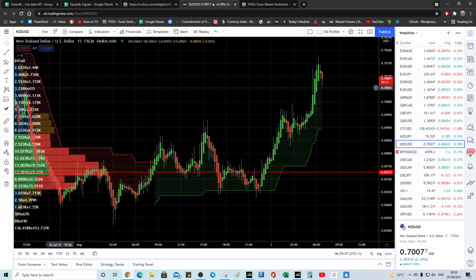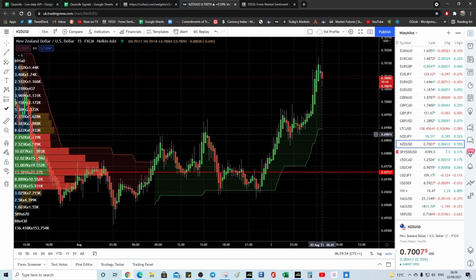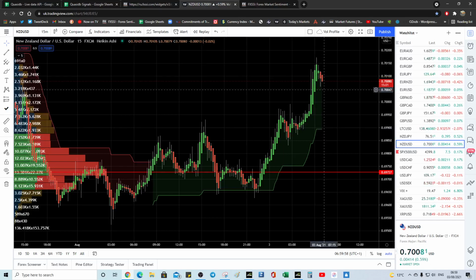If you wanted to, you can use a super trend on the 15-minute. And it's not going to be a massive deal if you get stopped out. It's 20 pips. And if you have a tiny size, it shouldn't be too bad.